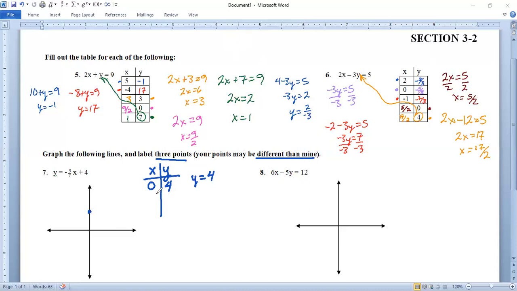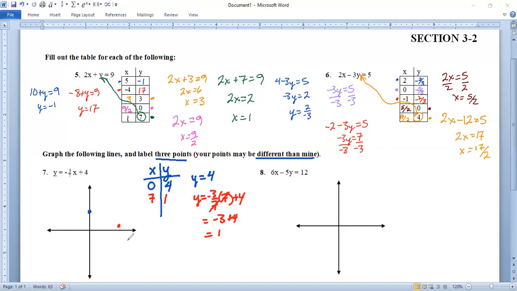Then another, what's a nice one to stick in? We got a fraction here. If we want to get rid of the fractions, let's stick in like 7. If we stick it in, we get y equals -3/7 times 7 plus 4. That's -3. Go ahead and either multiply that in a calculator or see that the 7's can cancel. Plus 4 gives us a 1. So 7, 1. It's going to be about right there.